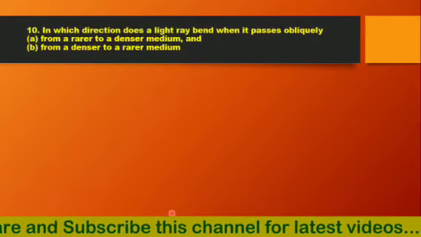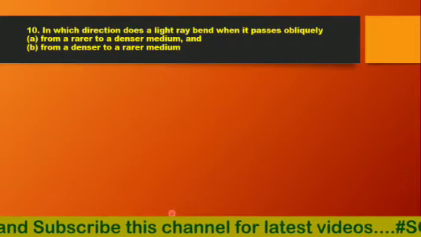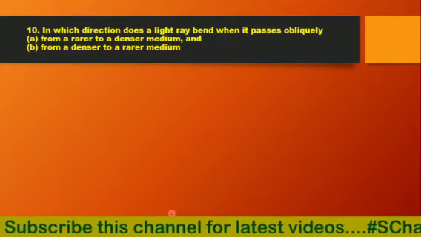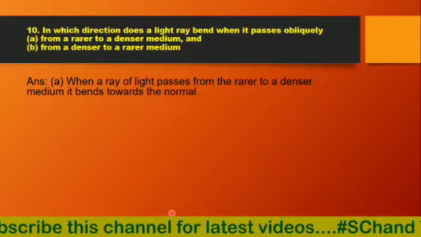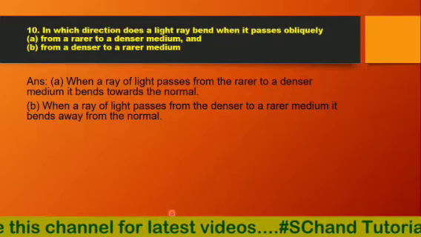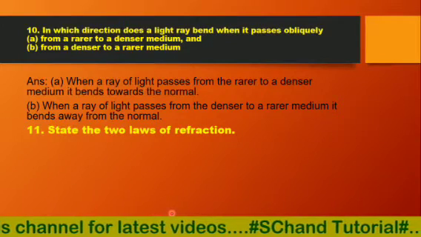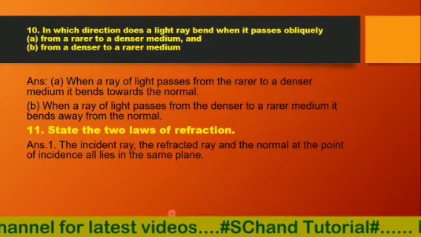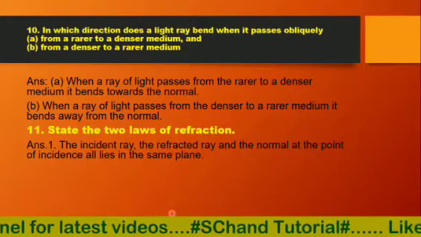Then we have, in which direction does the light ray bend when it passes obliquely from a rarer medium to a denser medium and from a denser to a rarer medium? From rarer to denser it will bend towards the normal, and from denser to rarer it will bend away from the normal. State the two laws of refraction. The incident ray, the refracted ray, and the normal at the point of incidence all lie in the same plane.